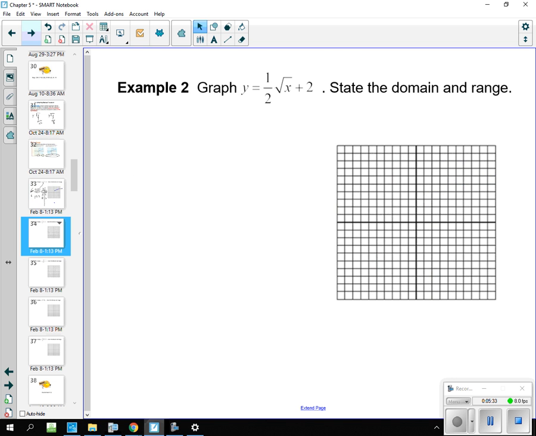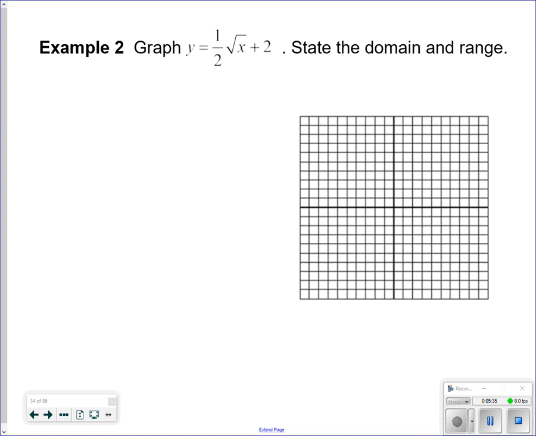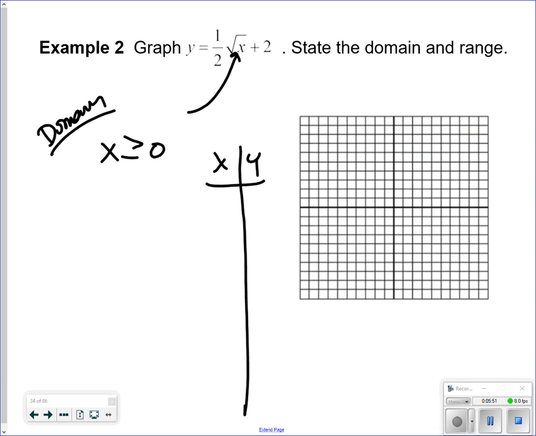So now let's go back. Let's try another one. Again, it's going to be a square root function. So the only thing inside the radical is an x, and that has to be greater than 0. This is my domain. So whatever is under the radical has to be greater than or equal to 0 in a square root function. Now, I'm going to do an XY chart here. And remember, 0 is the only number that you have to have. Every number beyond that, you can use whatever you want.